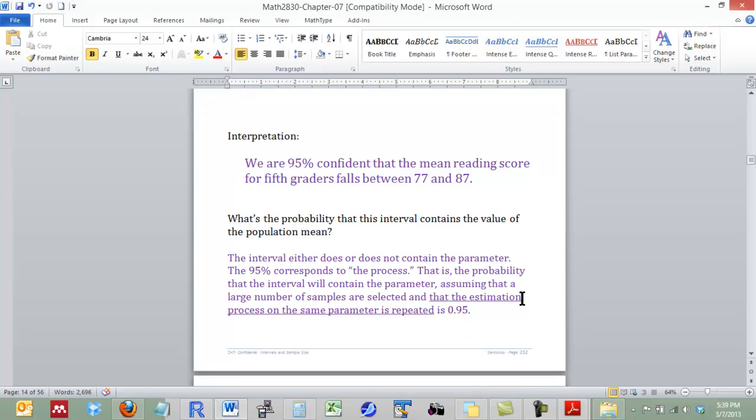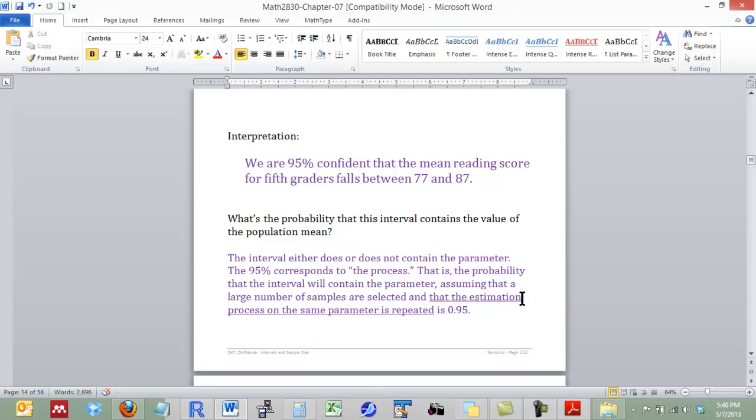Interpretation: we can say we're 95% confident that the mean reading score, so we're talking about our population of fifth graders, is between 77 and 87. This gives you an idea of our precision. If we just started with our mean of 82, that doesn't give you any idea of how precise you are. That could have come from a sample of size 5, or from a sample of size 1,000. The larger the sample, the smaller that interval is going to be. That's why confidence intervals are useful. They give you an idea of how precise you are and how much information you really have from your sample.